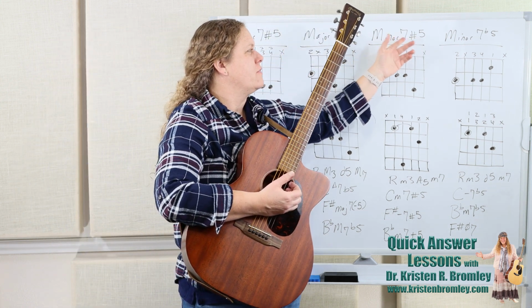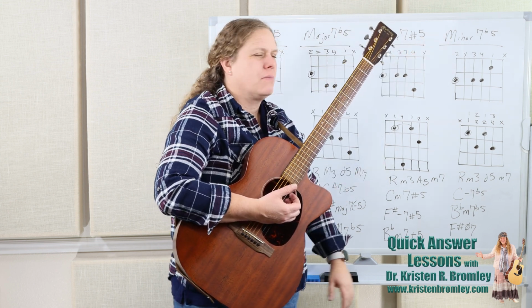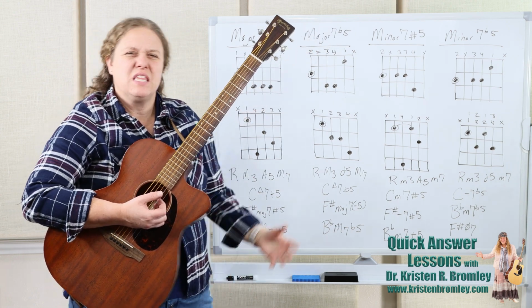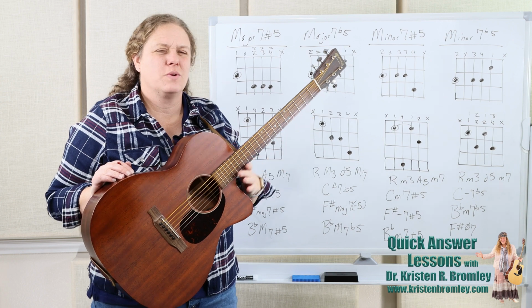Minor 7 sharp 5 could then be minor 7 flat 13. Minor 7 flat 5 could be a minor 7 sharp 11 if you ever see that. That would be kind of rare to have it written that way, but if the chord symbol was written that way, that's what we'd play.